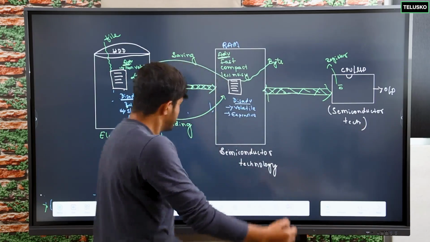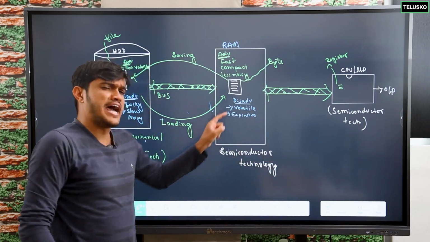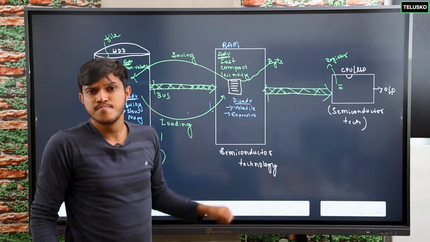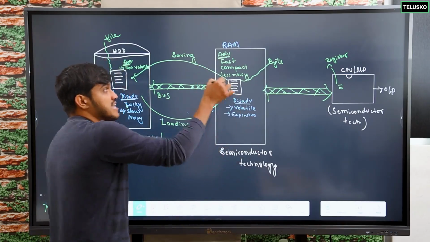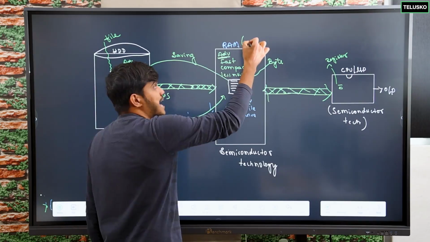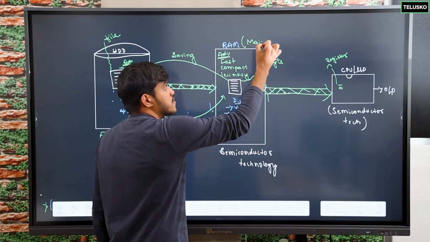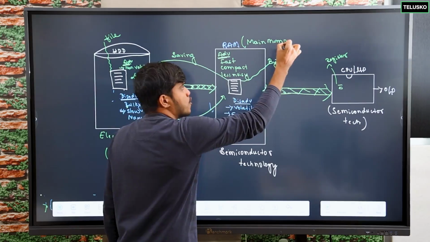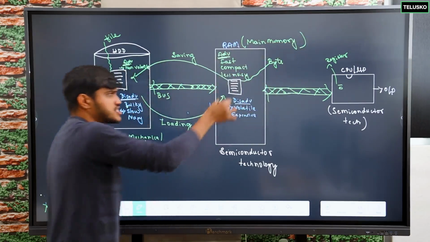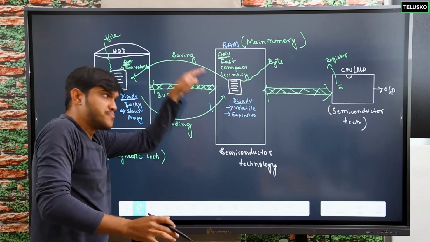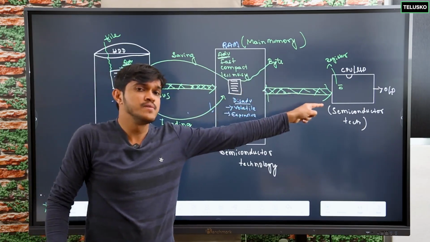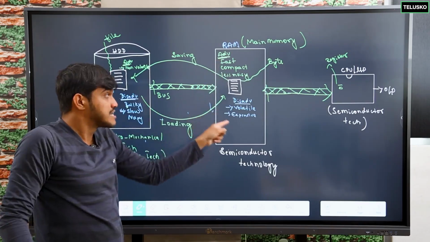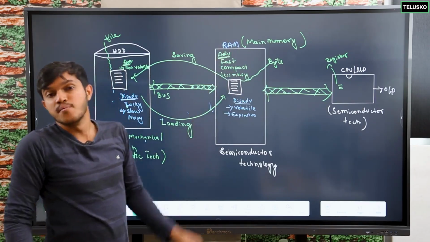Now tell me, which is the memory unit which is directly connected with your processor? It is the RAM. Hence, we also call RAM the main memory. We call it main memory because don't you think every instruction has to come to the RAM? From there only it has to go to the CPU. That is the reason we call RAM the main memory.